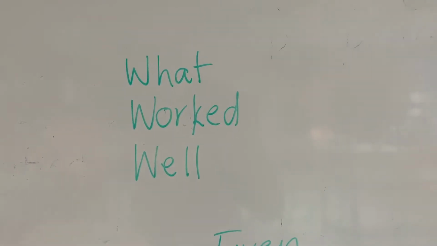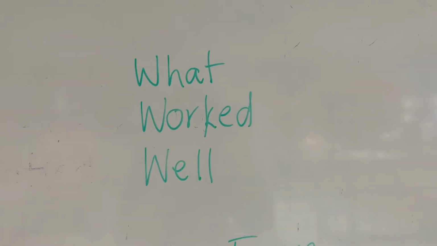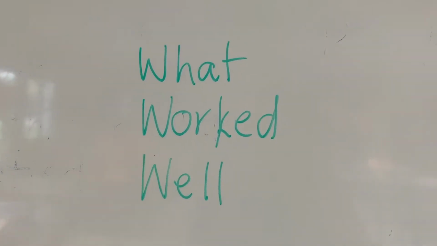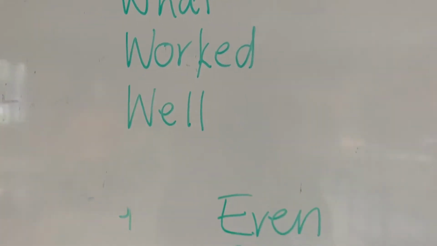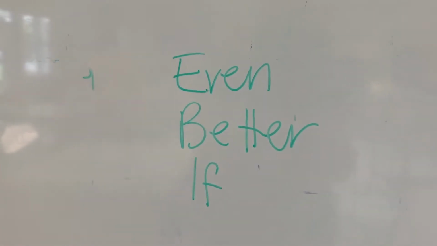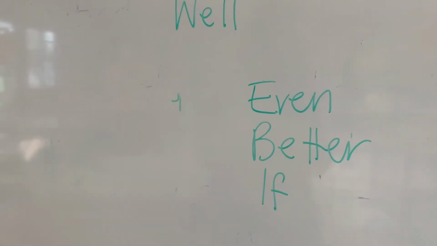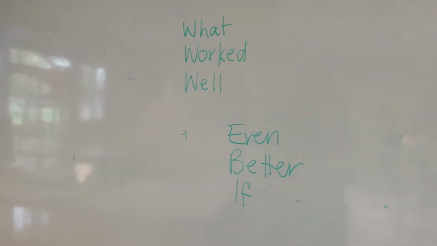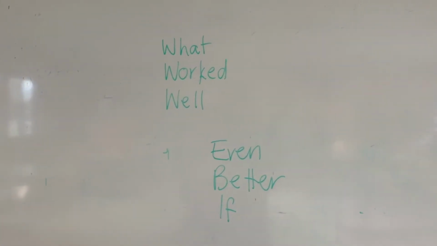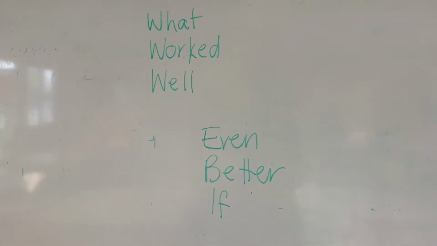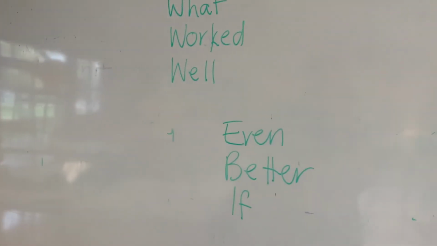If students are really struggling with their annotation of their work, and especially for my modified learners, I drop it back to www, what worked well, and even better if, so EBI. And it's a little saying that we have. Okay guys, what do we need to write? www, and they can associate with the internet, www, and EBI. And that tends to help some of my kids with their writing.